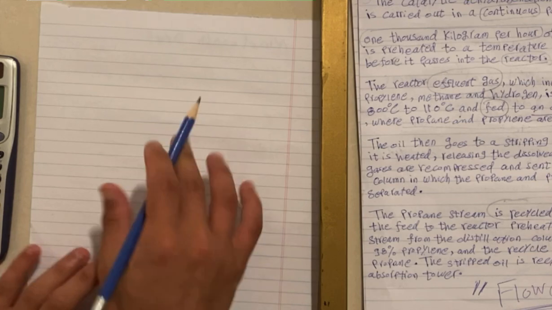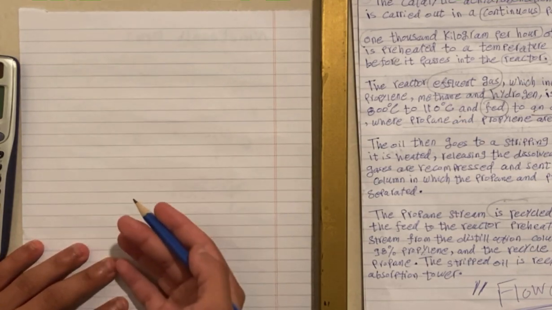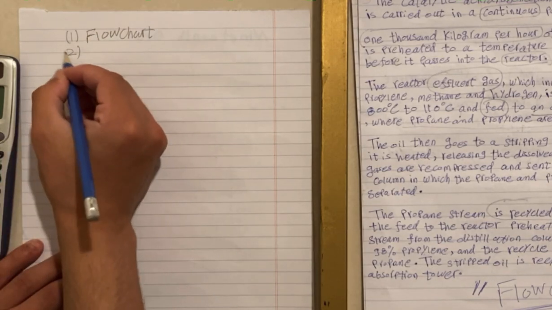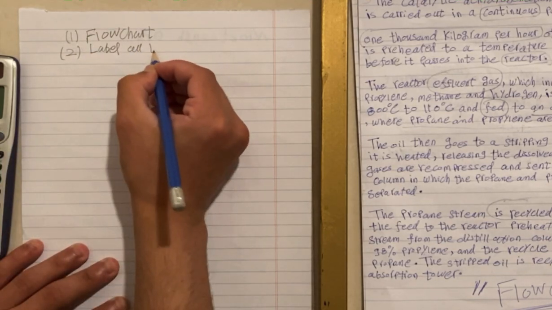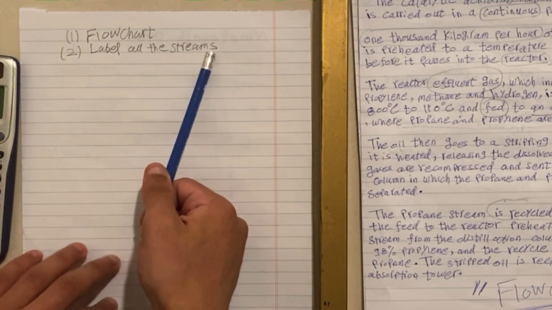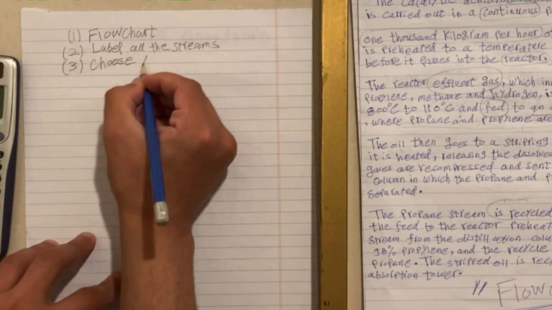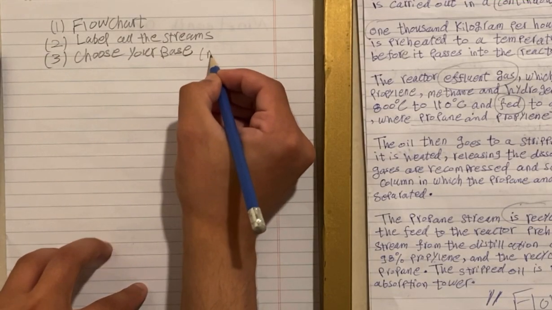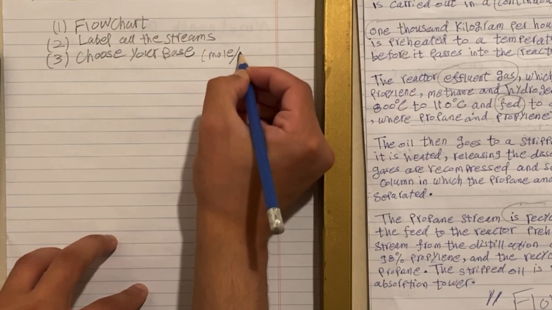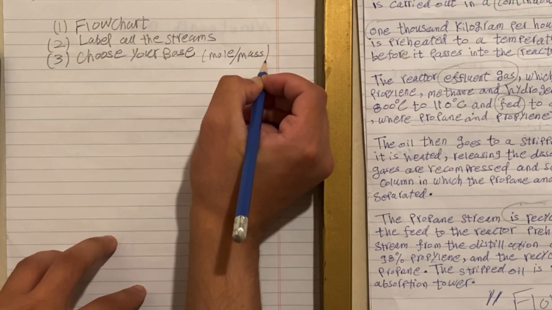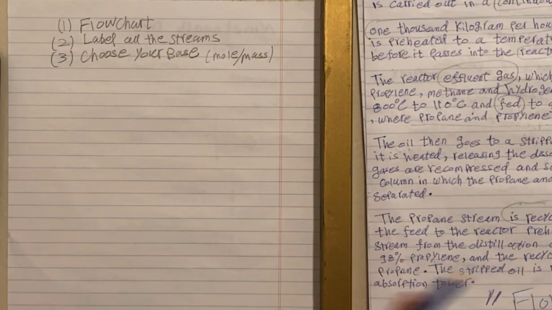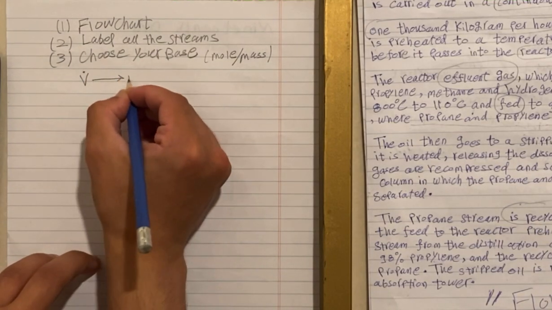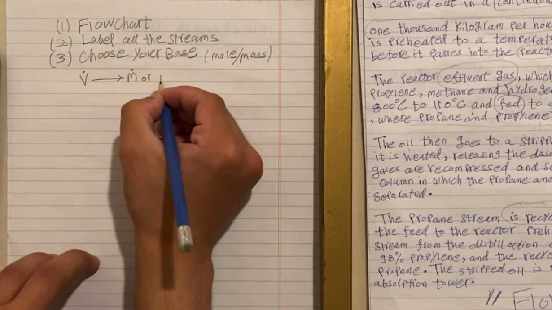So far we learned that when we have a very complicated problem, you should do a flowchart. Number 2, you should label all the streams that are connected to the block. And number 3, choose your base if not given. Which one is not given? Either if the mole is not given or if the mass flow rate is not given. If you are given the volumetric flow rate, for example, then change the volumetric flow rate into mass or molar flow rate.